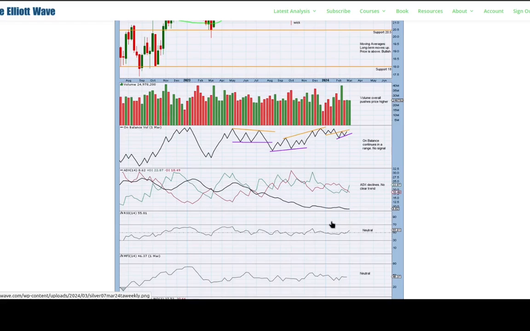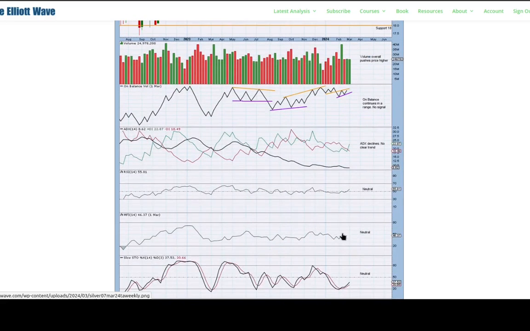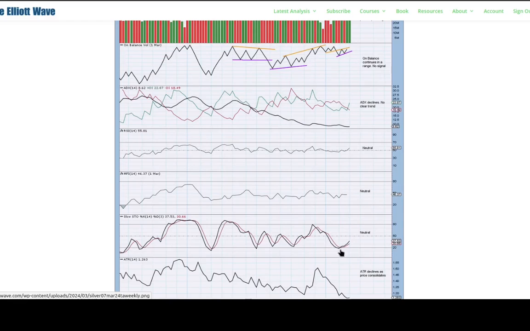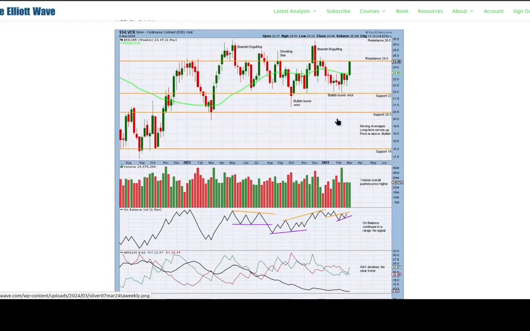ADX declines, showing no clear trend, with RSI and money flow both neutral and stochastics neutral, having just failed to enter oversold, where price found support here at 22.